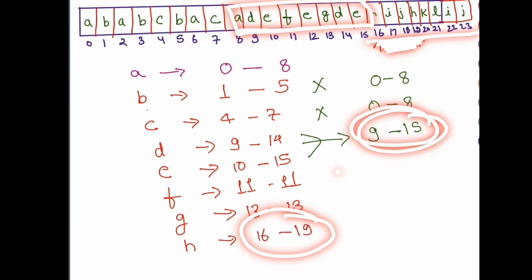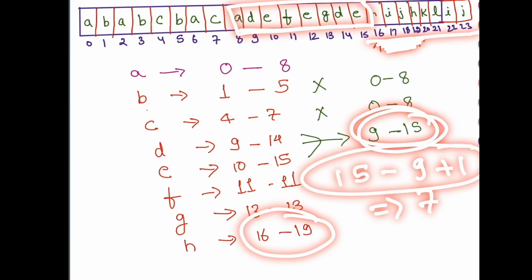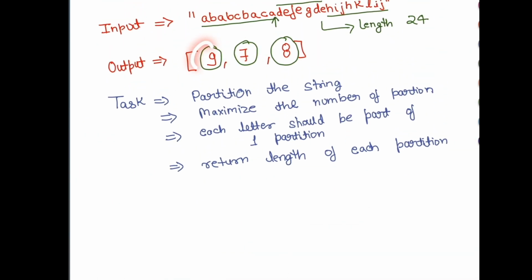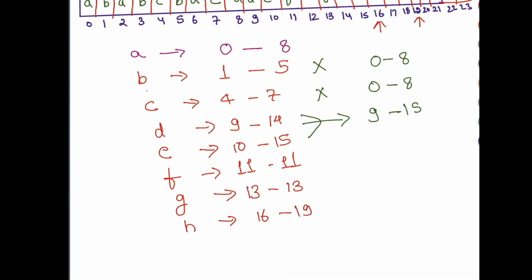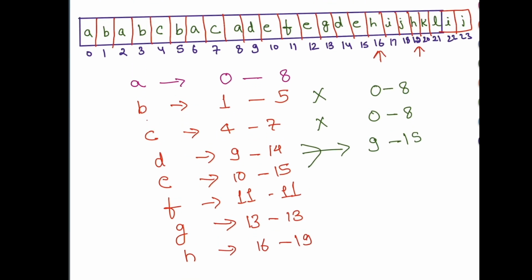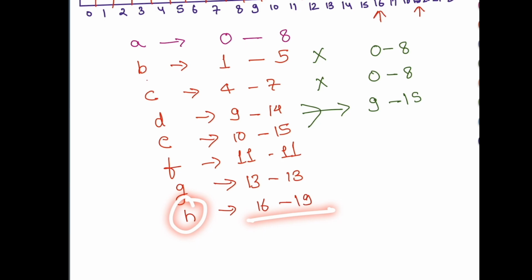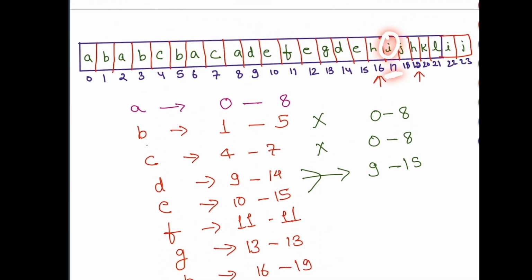9 to 15, you will see that 15 minus 9 plus 1 is equal to 7. This is the length of this particular range, and 7 is your next output. So we have 9 and we have 7. What about 8? Well, the formula is going to be same, so I'm not going to go character by character, but the formula is going to be same. When you find for H, it will tell you 16 to 19. When you find for I, it will tell you 17 to 22.